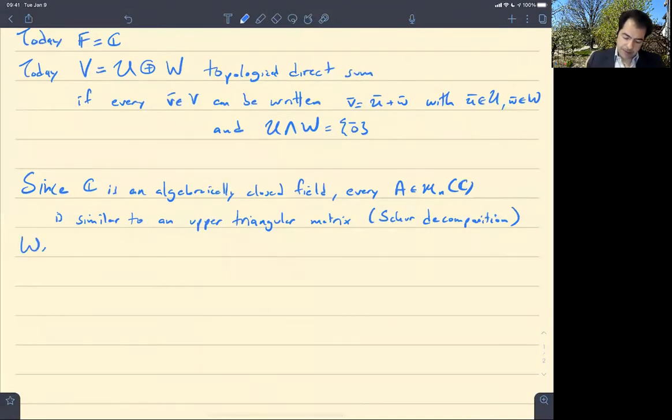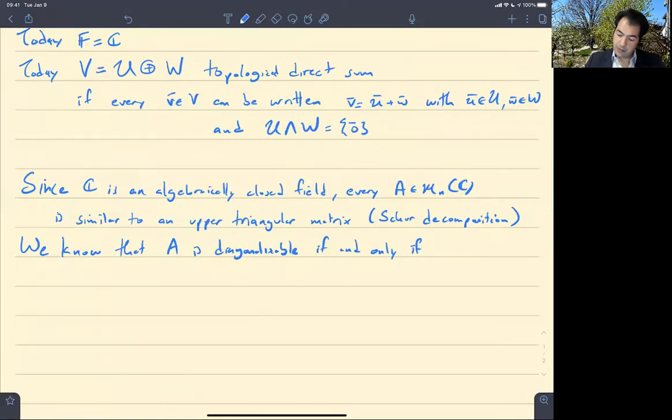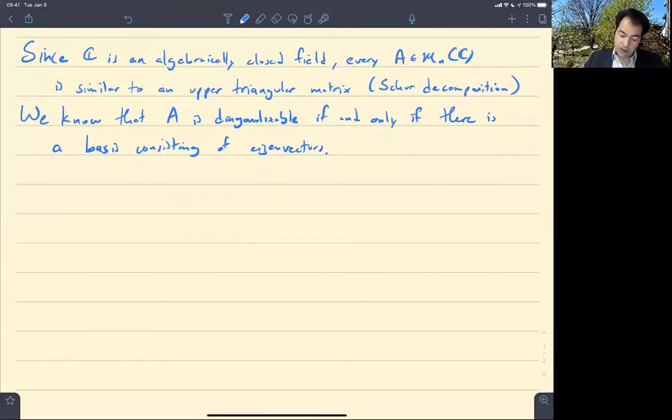On the other hand, we know that A is diagonalizable if and only if there is a basis consisting of eigenvectors. Okay, so let's look at this in view of the Schur decomposition, for example. So we may as well assume that A is upper triangular.